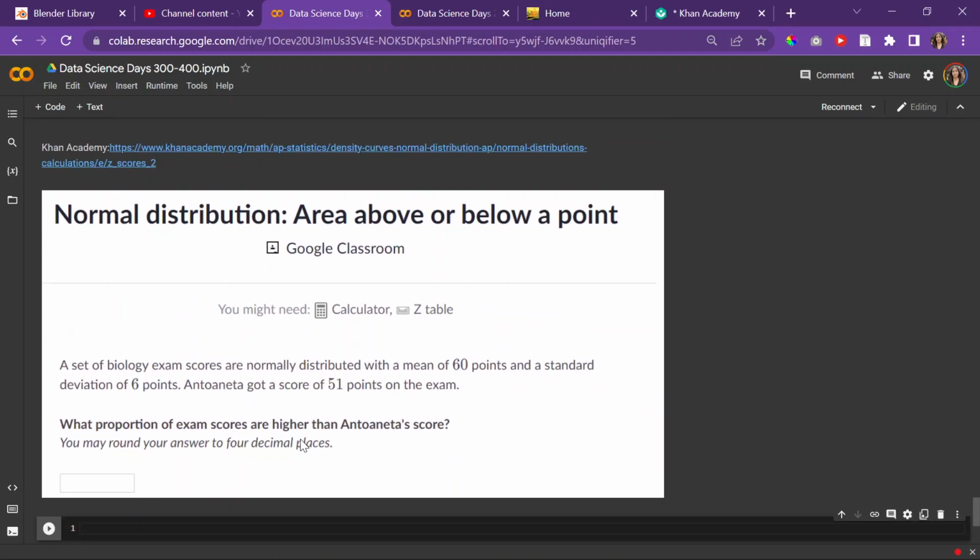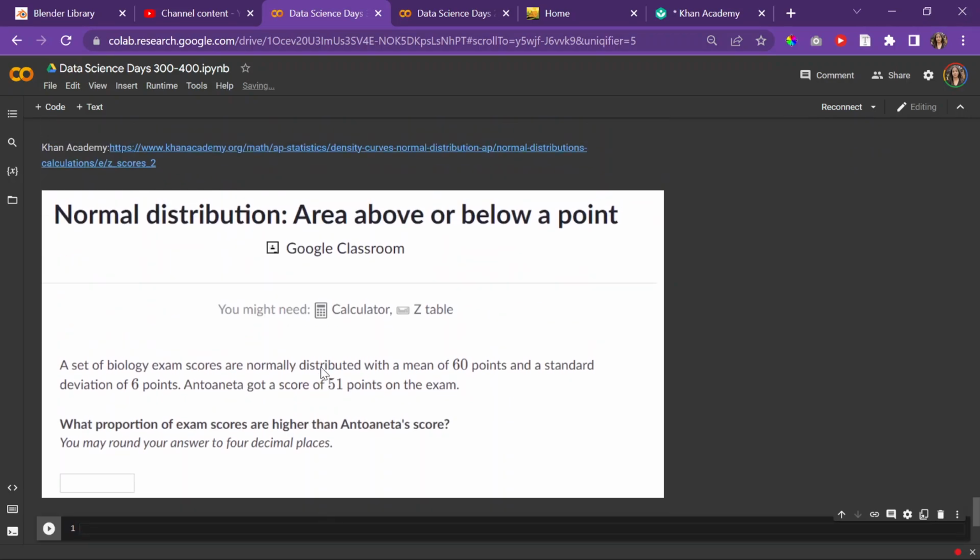And today I'm going to do another normal distribution problem because why not? You can pause it and read it, but I basically have to find the proportion of exam scores that are higher than Antoaneta's score.